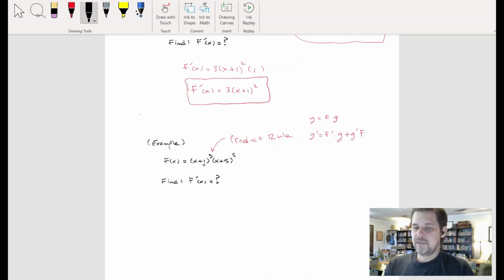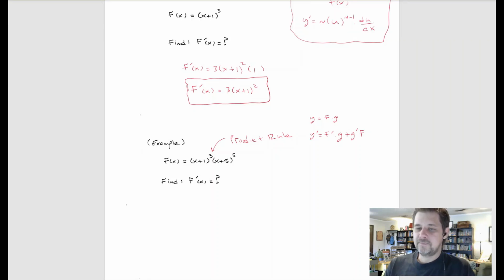Okay, so f of x is here. I want to find f prime. So here's f prime. Derivative by the product rule: the derivative of the first times the second, plus the derivative of the second times the first. The derivative of that first function is 3 times x plus 1 squared, times the second function, x plus 5 to the fifth power. So that's f prime times g. That's the first part of the product rule.